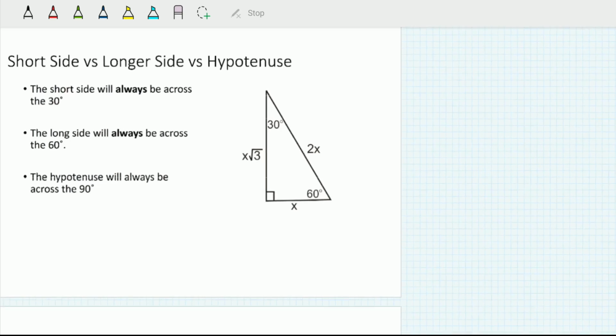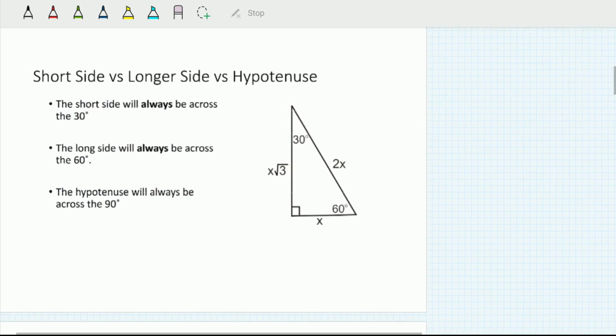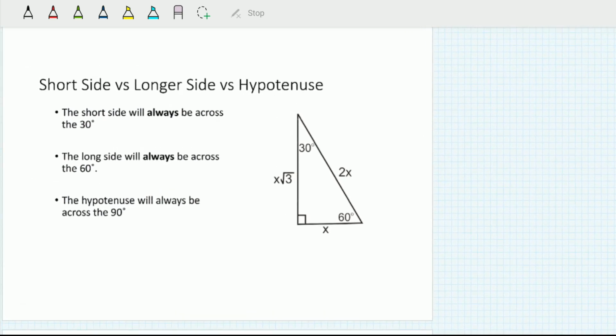Very quickly though, one thing I do need you to understand is this right here, which we covered in the other video, but it's just going to be a reminder. The most important one is the hypotenuse, right? The hypotenuse is always across the 90 degrees. And if you notice here, the pattern tells you it's 2x, where x, if you look at the other sides, is considered the short side. That is really, really important.